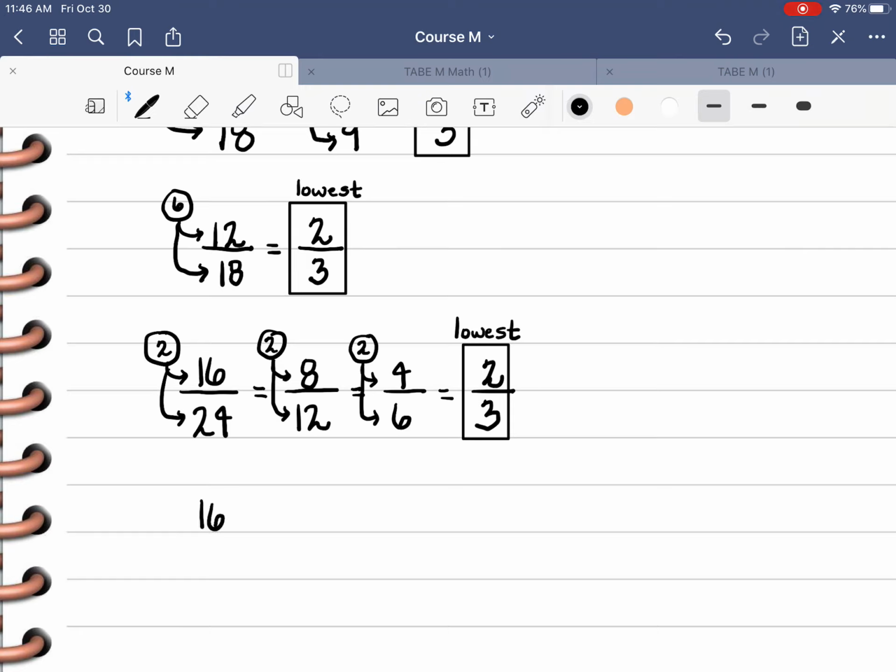Okay, another student that I had may have done this by 4s. 4 into 16 is 4 times. 4 into 24 is 6 times. Reduce that on down. 2 over 3. Same answer.